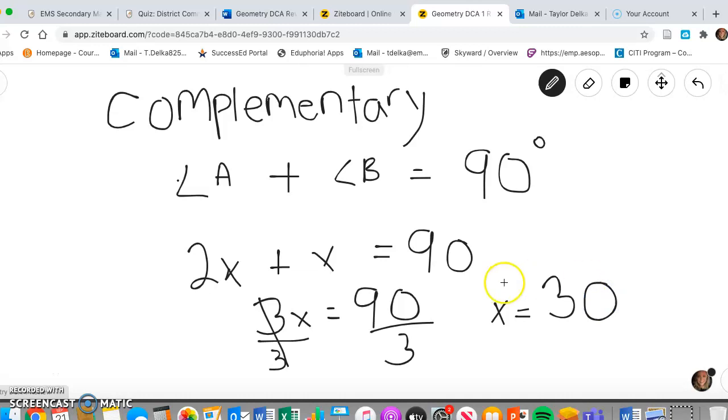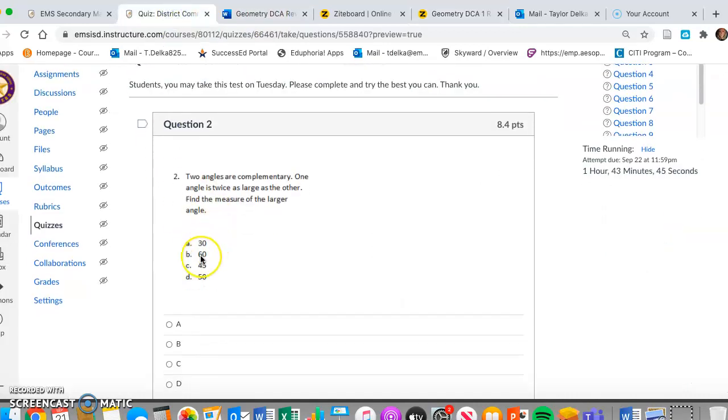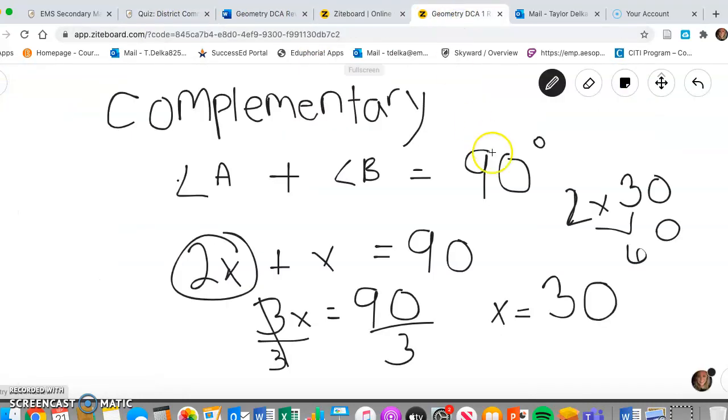If I want the large angle, I need to take this one here and plug in that 30. So 2 times 30, and you can use your calculator on your phone or on the computer, however way you want to do it. But 2 times 30 is 60, and that is the measure of the larger angle. So let's go look to see if that's an answer choice. And here, B, 60 is the answer. And you could even go back and check your answers if you wanted to.